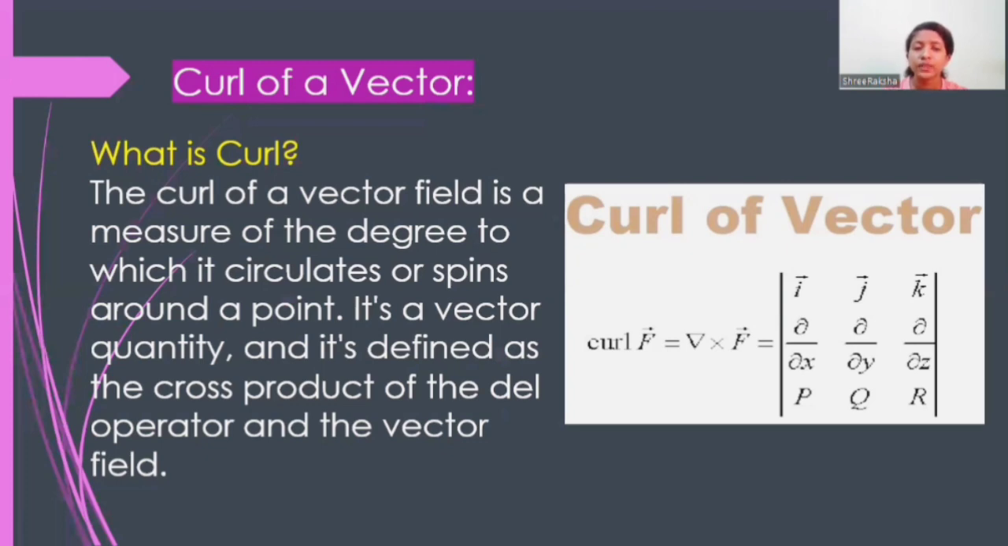Next one is the curl of a vector. What is curl? The curl of a vector field is a measure of the degree to which it circulates or spins around a point. It is a vector quantity and it is defined as the cross product of the del operator and the vector field.